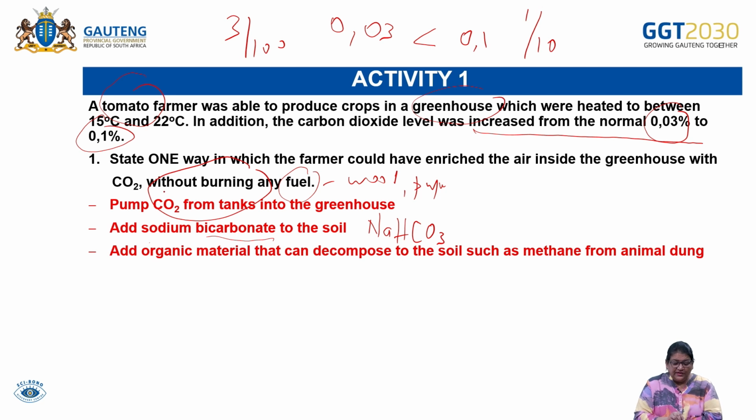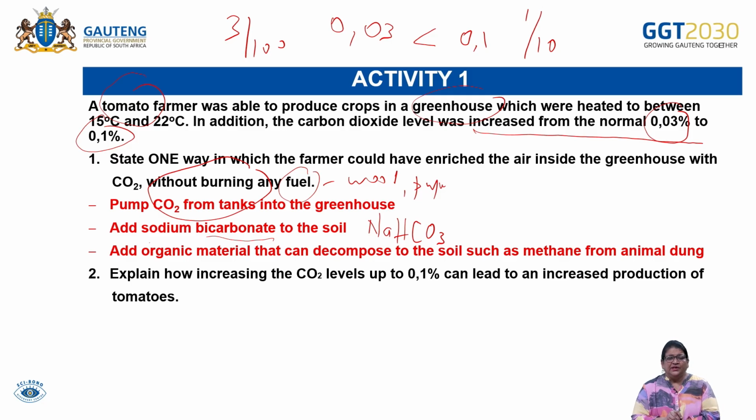So what are the ways? There's three ways here. You can say he can use CO2 from tanks and pump it into the greenhouse. He can increase the CO2 concentration in the soil by adding sodium bicarbonate. And he can use decomposing organic material which releases CO2 into the greenhouse. And there were no fires involved.